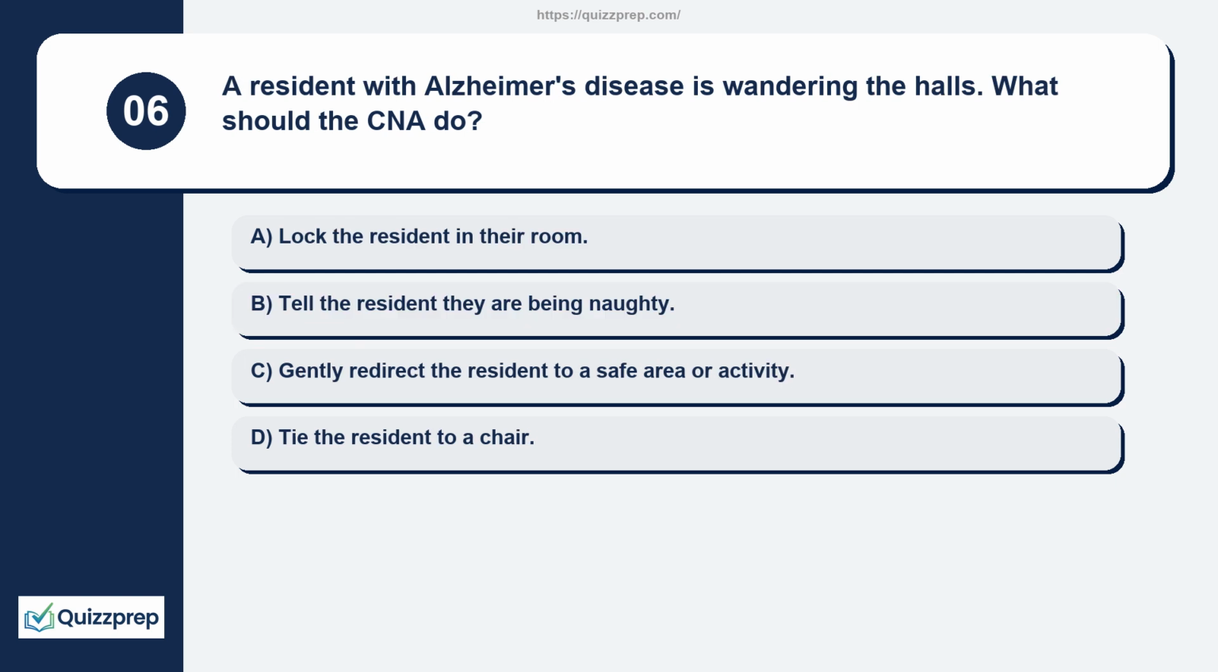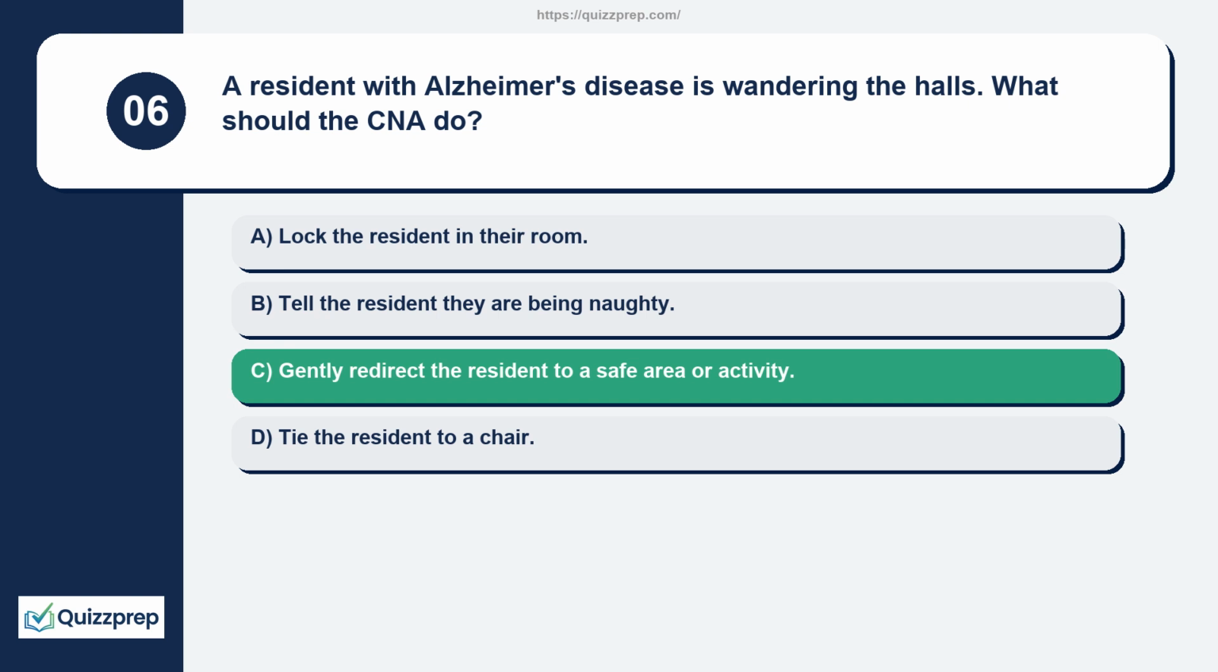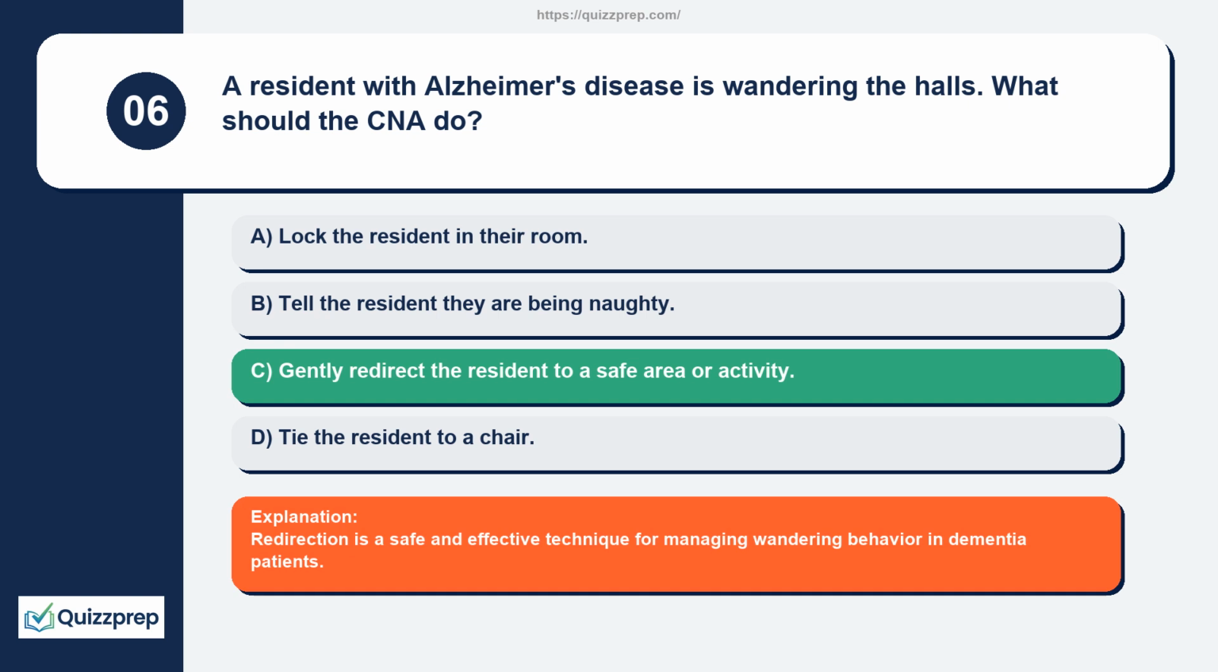Question 6. A resident with Alzheimer's disease is wandering the halls. What should the CNA do? Lock the resident in their room. Tell the resident they are being naughty. Gently redirect the resident to a safe area or activity. Tie the resident to a chair. Redirection is a safe and effective technique for managing wandering behavior in dementia patients.